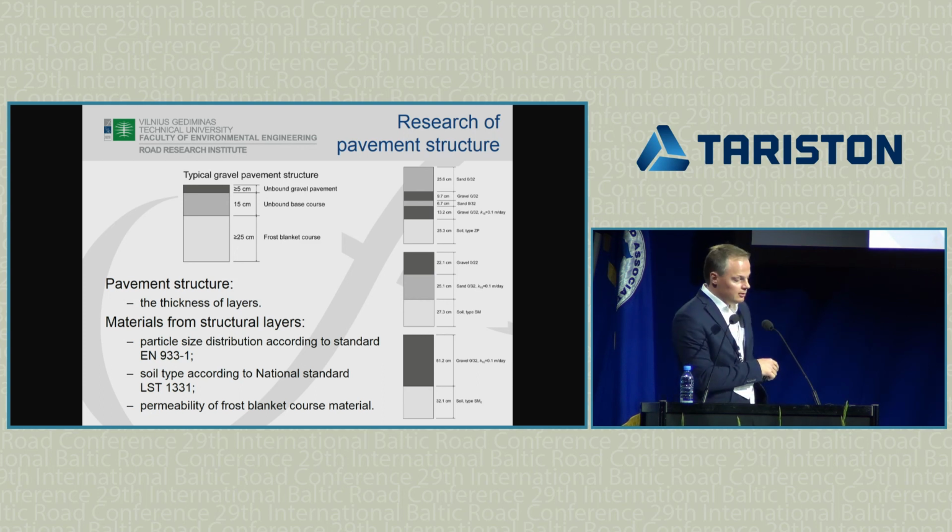And here you can see the test methods which were performed in the lab with materials taken from the roads. On the right, you can see some samples of the real pavement structure in the tested road sections. I forgot to say that we tested not less than 1 sample per kilometer in that project. We can see a lot of differences in pavement thickness, layers, materials, and particle distribution.